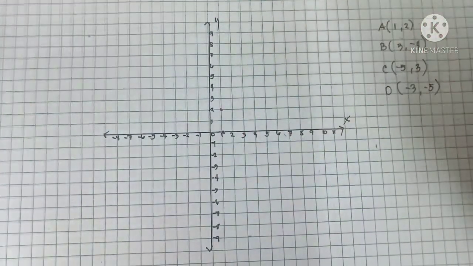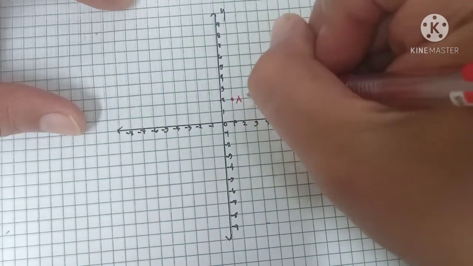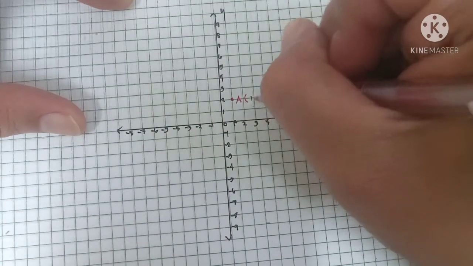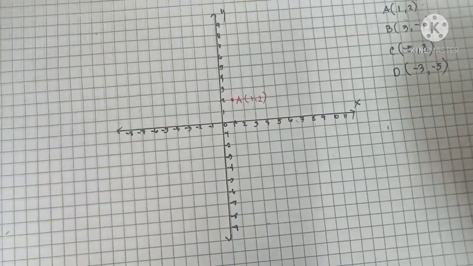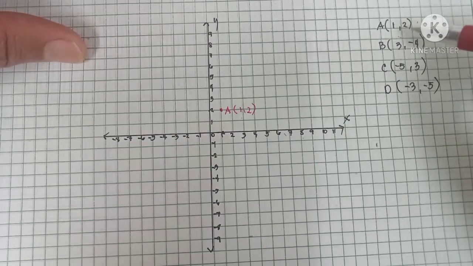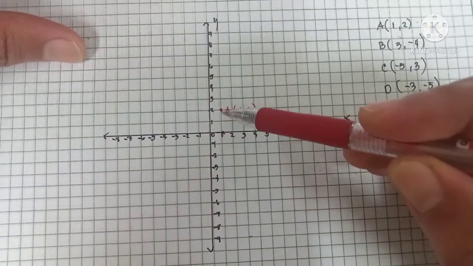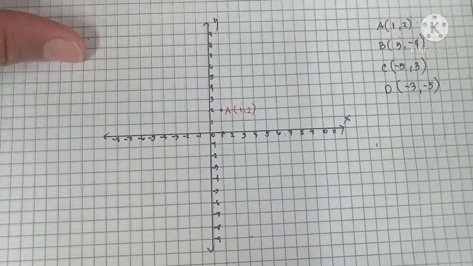So this is our point A, which is 1, 2. That is very easy. Again, 1, 2, our x is 1 and our 2 is our y. So 1 for x and 2 for our y, and that is our point A, 1, 2.